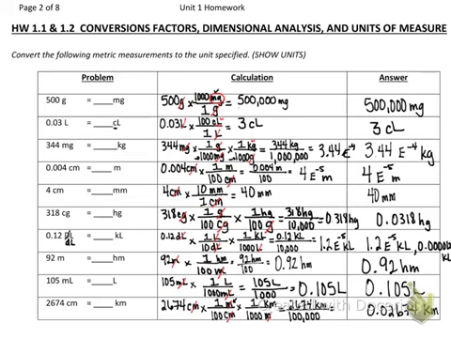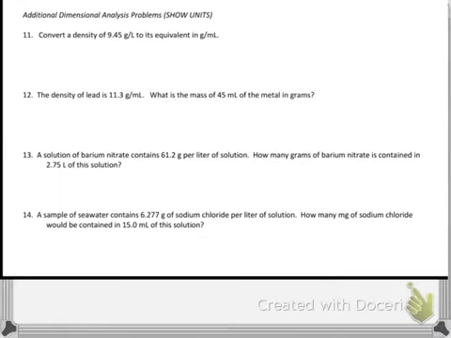Alright, the second half to our homework, it's a little bit more challenging, because we have some units that we haven't used probably since 8th grade. So the first problem says convert a density of 9.45 grams per liter to its equivalent, but we want to use grams per milliliter. Okay, it's going to be a little bit different, but you have to allow the unit that you want to get rid of to guide you.